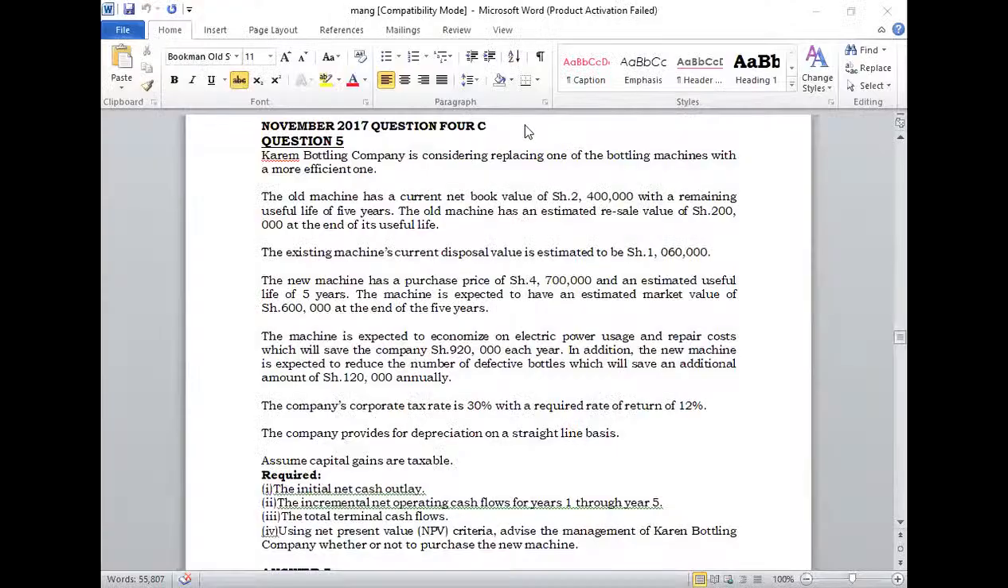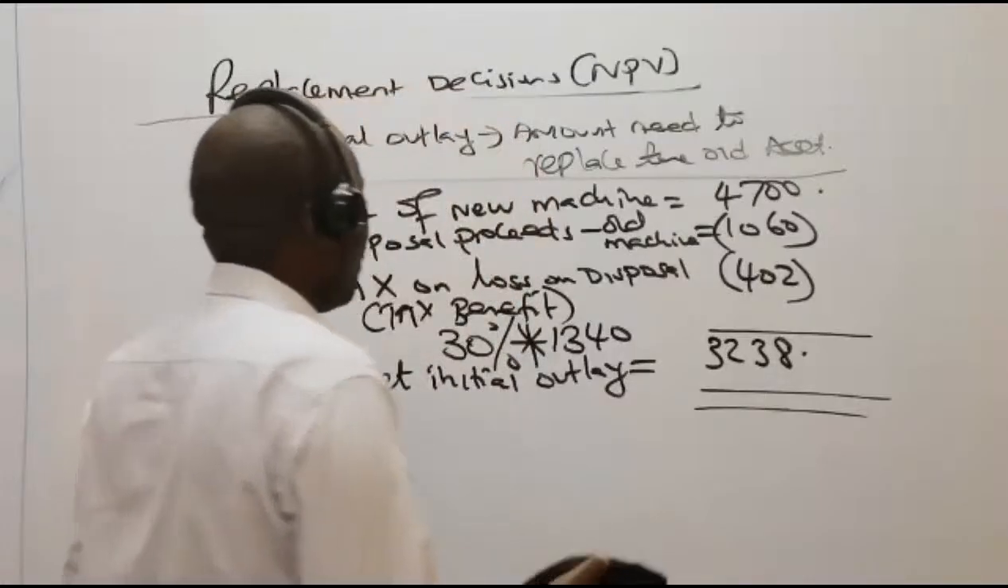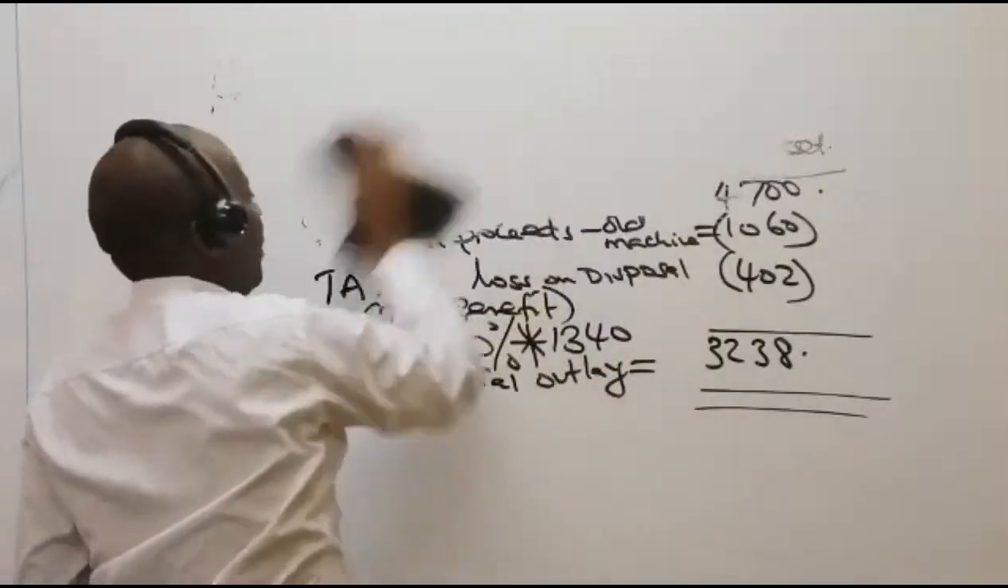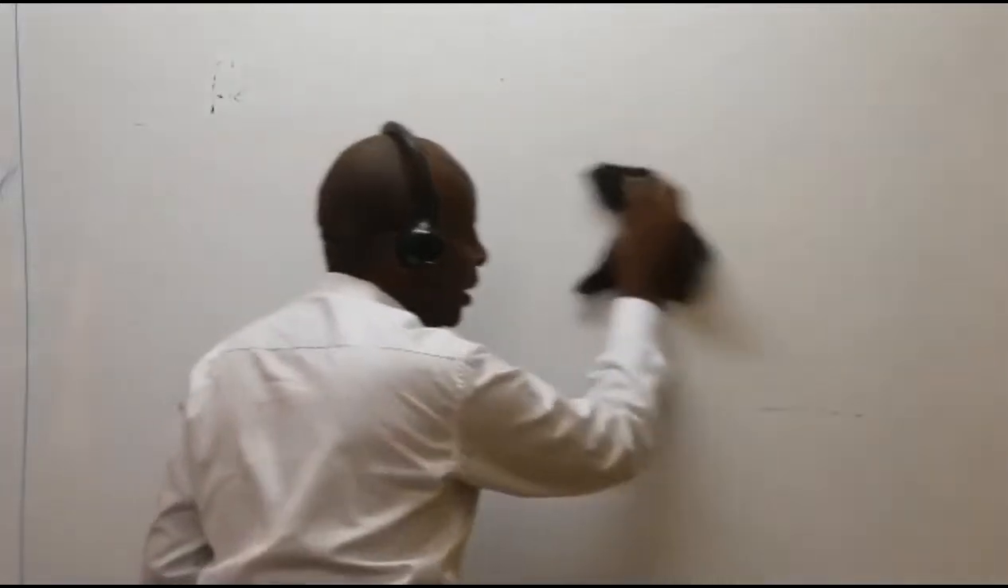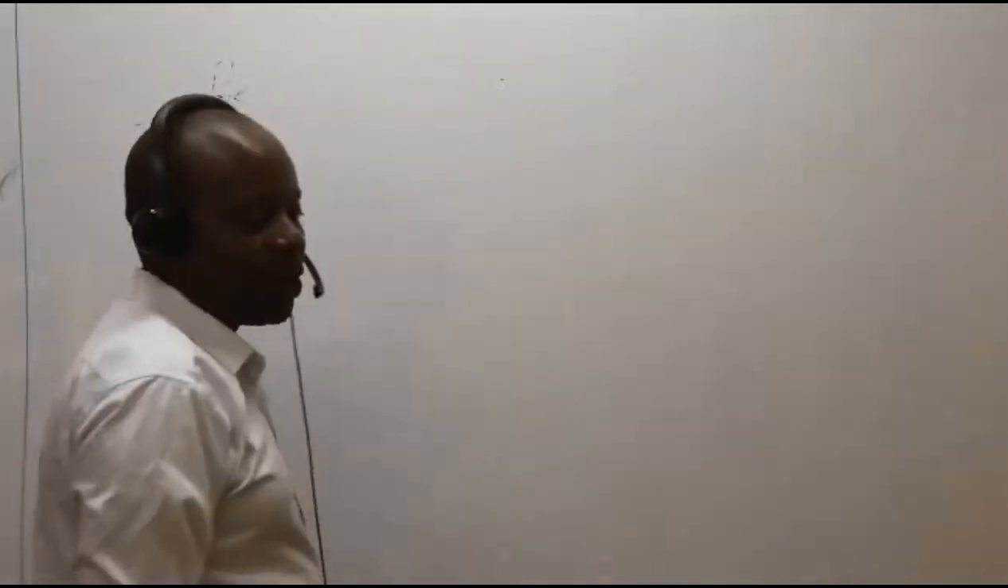They want us to give them the incremental net operating cash flows. So they want us to give them the operating cash flows. So how do we get operating cash flows? I can grab this. As we operate these machines, the first thing that I'm able to see here, ladies and gentlemen, is depreciation.